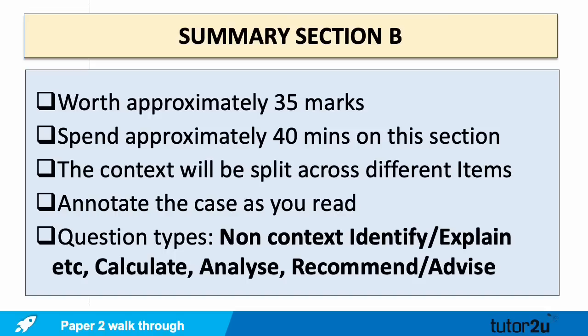The context or the case study will be split across different items. So you see in terms of section B, it's usually just 2 items, the first case study or item A, and then item B or the second part of the case study that will follow on the story. As we stated, annotate the case study as you read. That will help you to pick out good quality context and a mixture of context that is relevant to your answer.